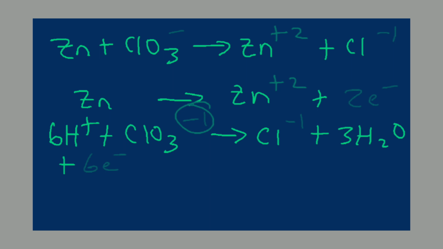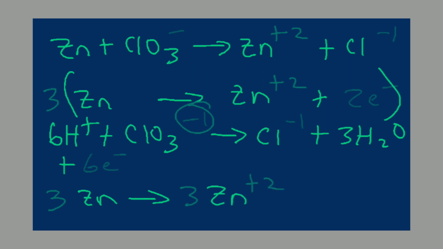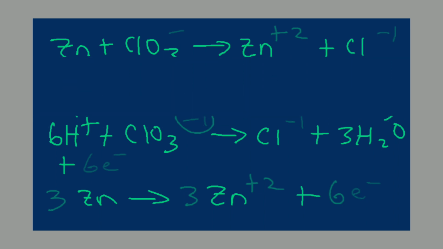Now the next thing that we need to do is make sure that the electrons in each reaction are equal. So we need to multiply the first half reaction by 3 so that we can get 6 electrons. So it's going to turn into 3 zinc atoms going to 3 zinc 2+ ions and 6 electrons. Now, the other half reaction, we don't really need to change anything.